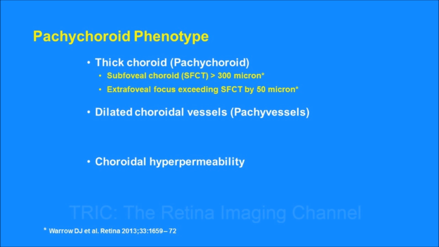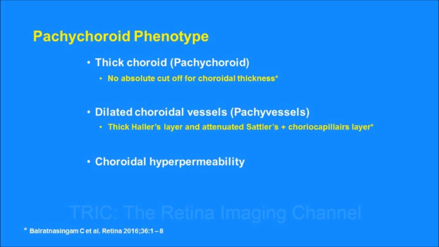Now if you want to define pachychoroid phenotype objectively, then it is defined as pachychoroid, dilated choroidal vessels or pachyvessels, and choroidal hyperpermeability as seen on ICGA. Earlier we defined pachychoroid in exact terms like subfoveal choroidal thickness of over 300 micron or an extrafoveal focus of choroid exceeding subfoveal choroidal thickness by at least 50 micron. However, now we realize that there is no absolute cutoff of choroidal thickness for an eye to qualify as pachychoroid, and in fact it is the pachyvessel which is the most important criterion.